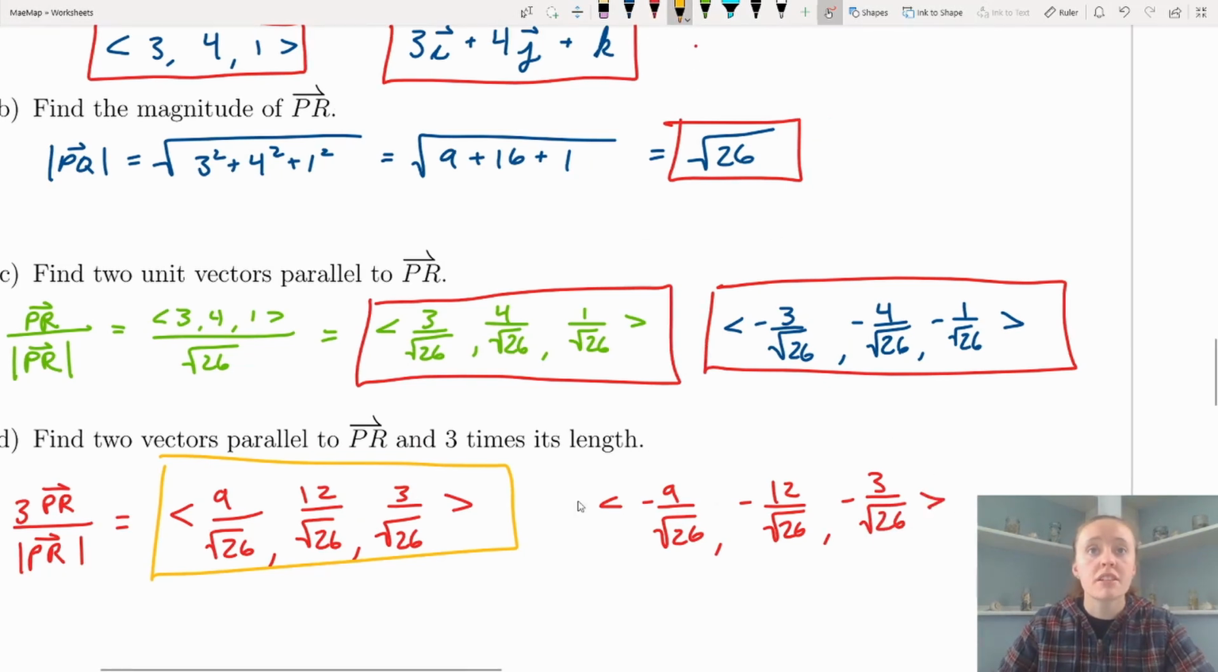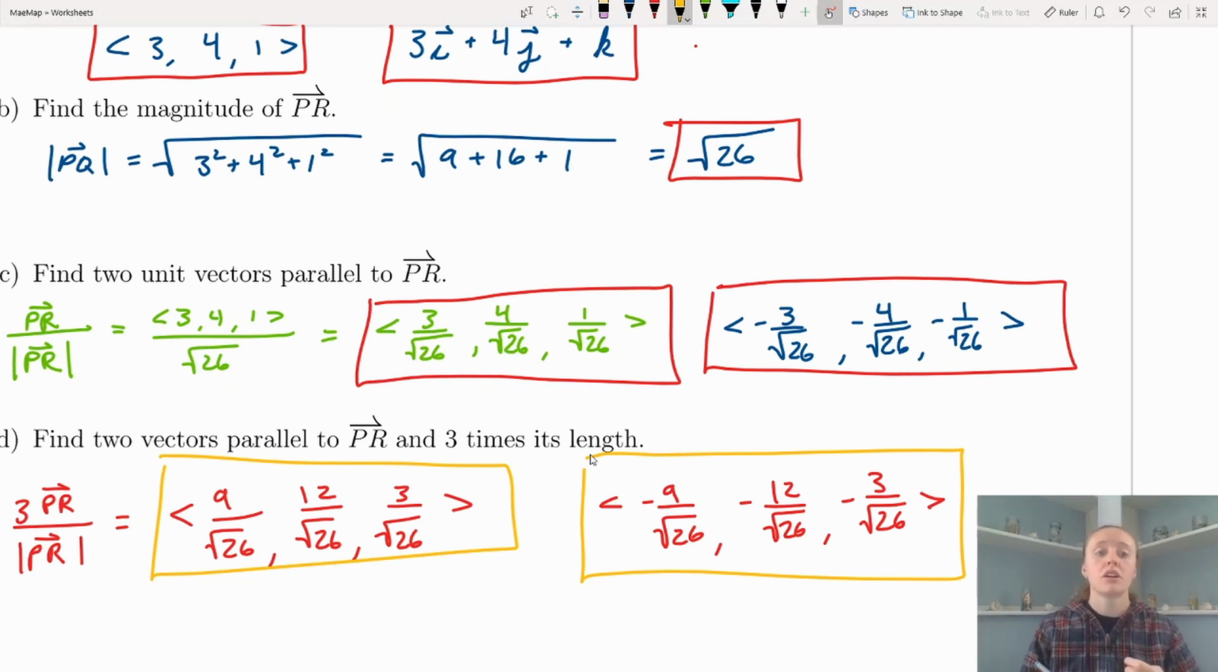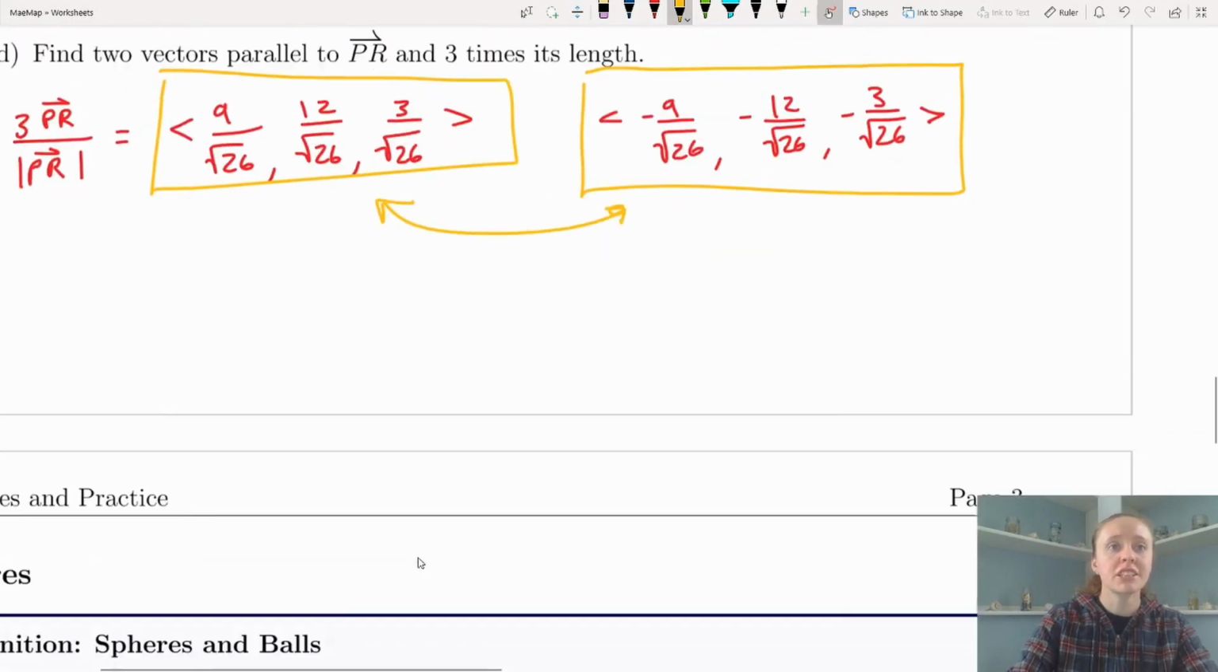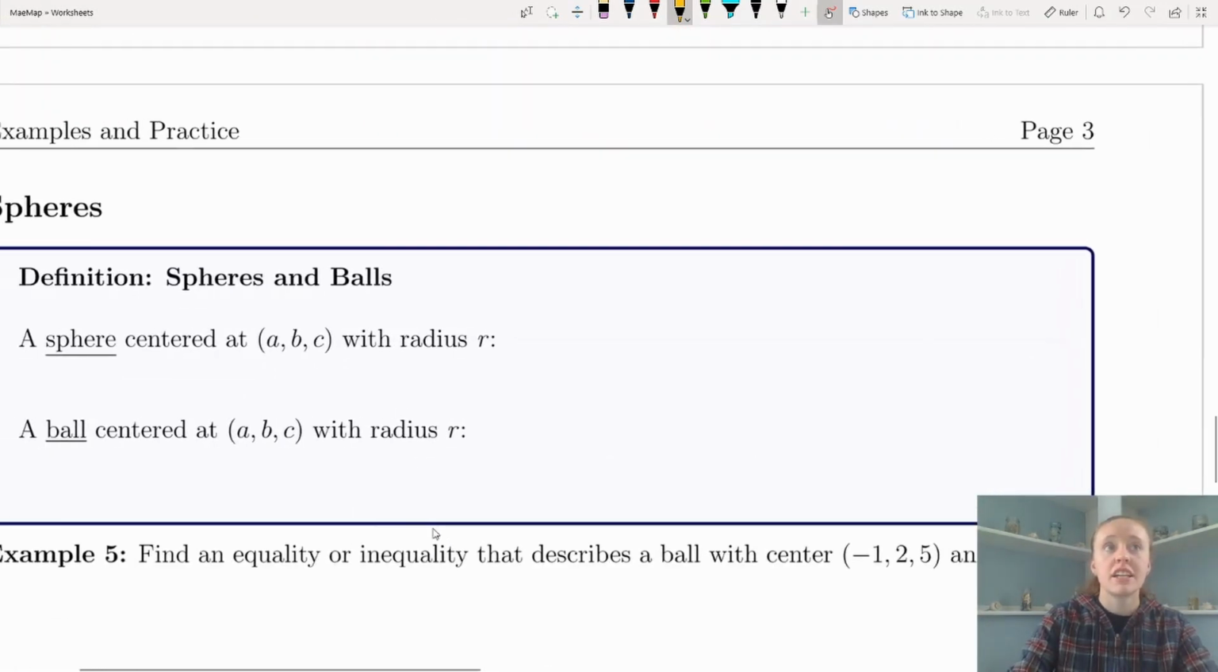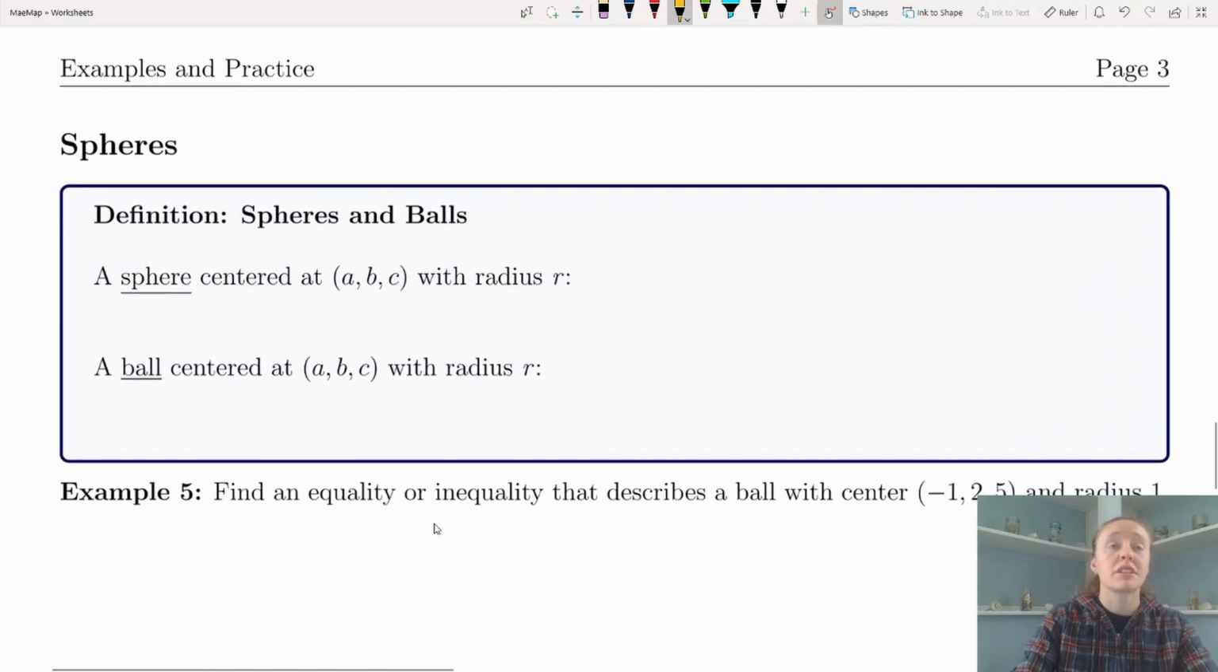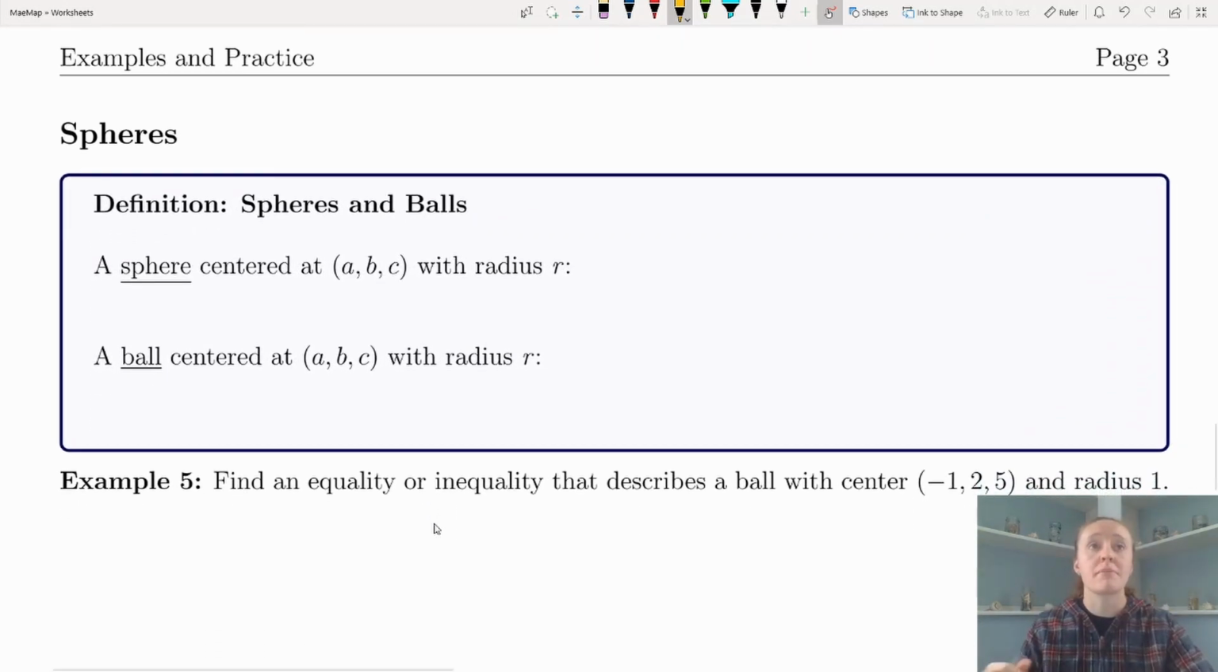What I recommend is to do a quick double check. Take the magnitude, using our magnitude formula, of either of these vectors and see, is that magnitude indeed equal to 3? So go ahead and give it a go. But let's continue on to the next page. In the next page, we're going to be going over spheres and balls in 3 dimensions.